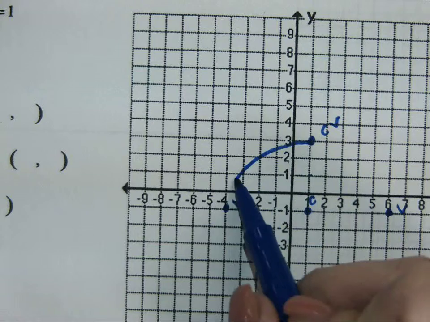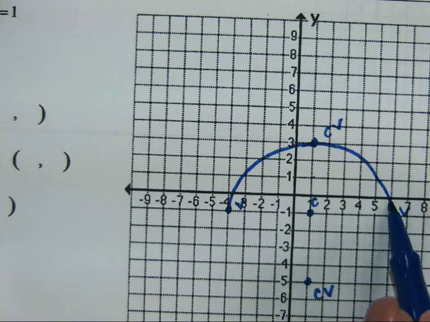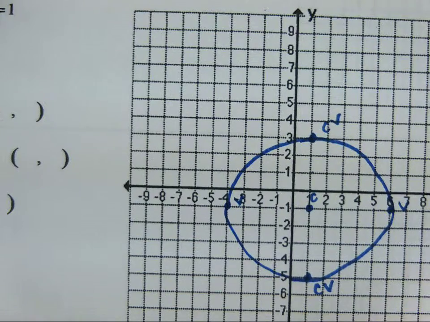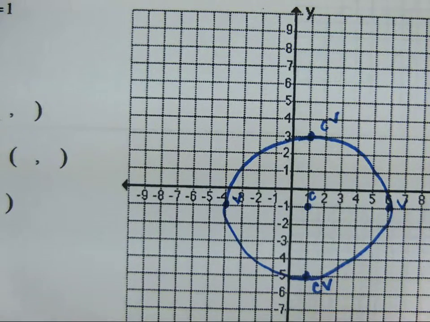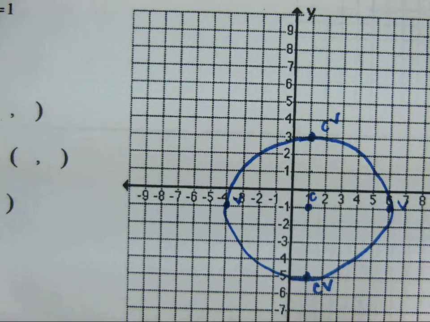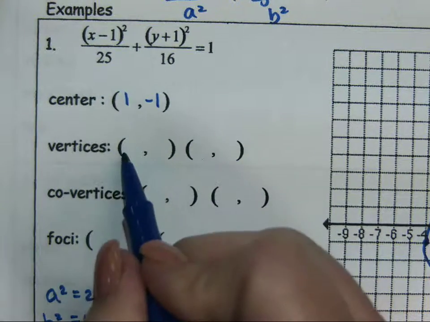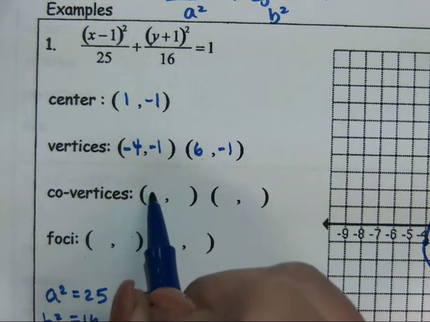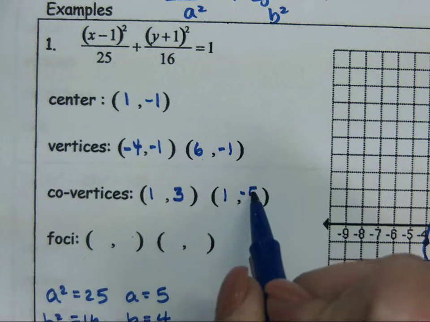Now it's going to look fairly close to a circle. It's not going to look as squished as most ellipses do because the difference between the major and the minor axis is only 1 unit. So it's going to look like a lopsided circle, which is okay. Part of the reason why I'm labeling these co-vertices and vertices is so that I can then put them on my chart. So now I have one vertex at (negative 4, negative 1), and another vertex at (6, negative 1). I have a co-vertex at (1, 3), and another co-vertex at (1, negative 5).